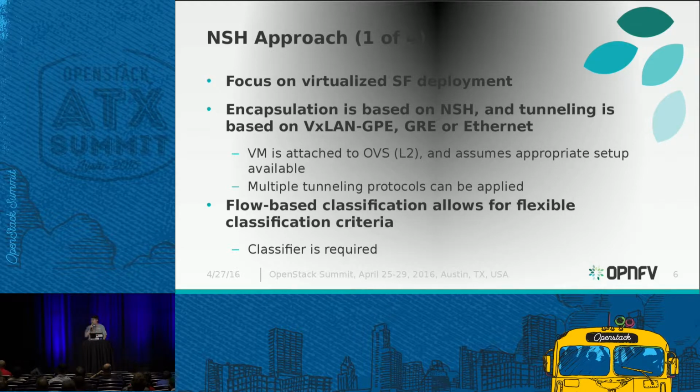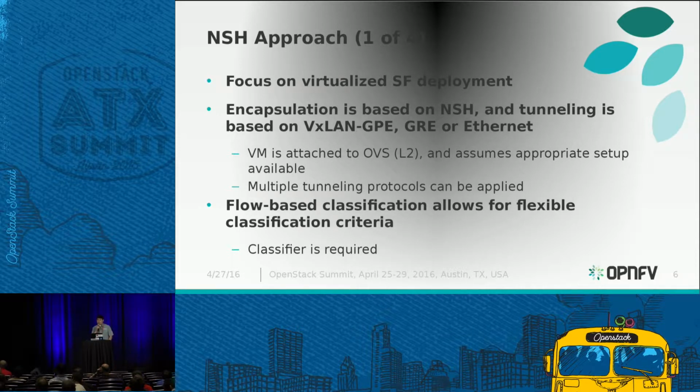So that's the L3 approach, based on the existing network functions, to create the service function chains. There's also a new and very innovative approach called NSH, the Network Service Header approach, which focuses on virtualizing the service function deployment, and everything is based on virtualized deployment on the overlay. The encapsulation is based on NSH, which adds the network service header. The tunneling is based on VXLAN GPE for layer 3, and GRE or Ethernet. A VM is attached to the OVS in layer 2, and it assumes a proper setup is available, and they need to be supported.